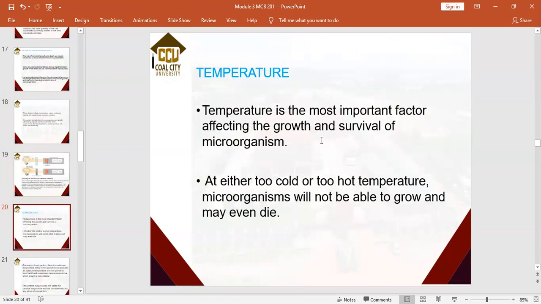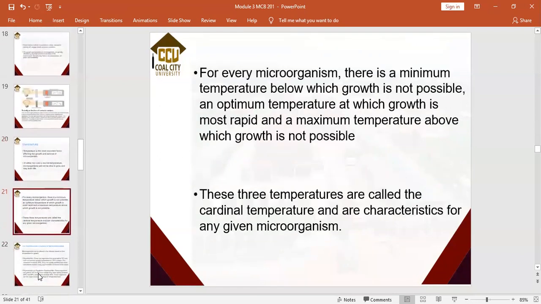We talk about the temperature. As I said, temperature is one of the key environmental factors. Temperature is the most important factor affecting the growth and survival of microorganisms. So in either a too cold or too hot environment, most microorganisms will not grow or may even die. Most of the microorganisms we see around us grow at a middle, optimal temperature.